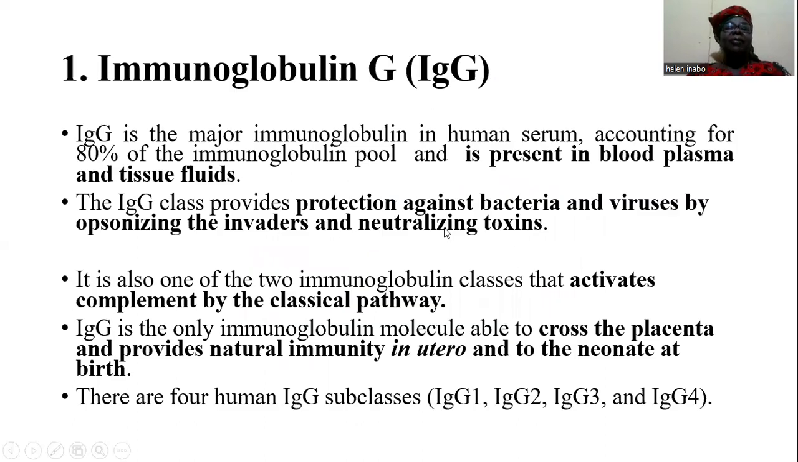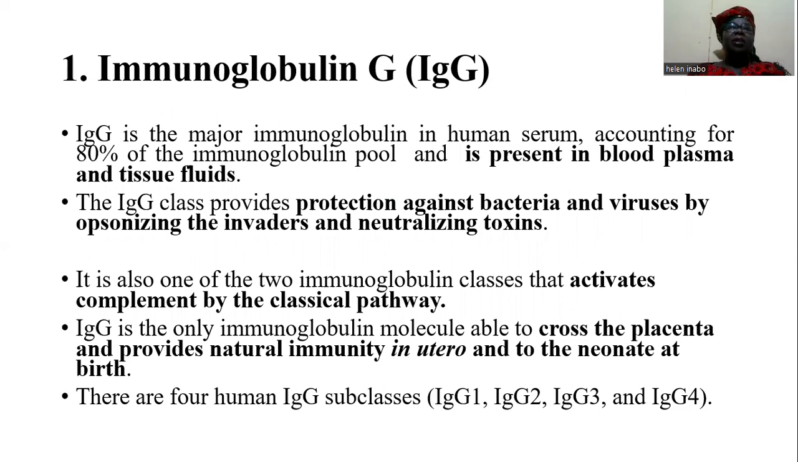Let's look at the 5 types of immunoglobulin. The first one to be considered is immunoglobulin G, IgG. IgG, or immunoglobulin G, accounts for about 80% of the immunoglobulin pool. It is the major immunoglobulin in human serum, present in blood plasma, tissue, and tissue fluids.